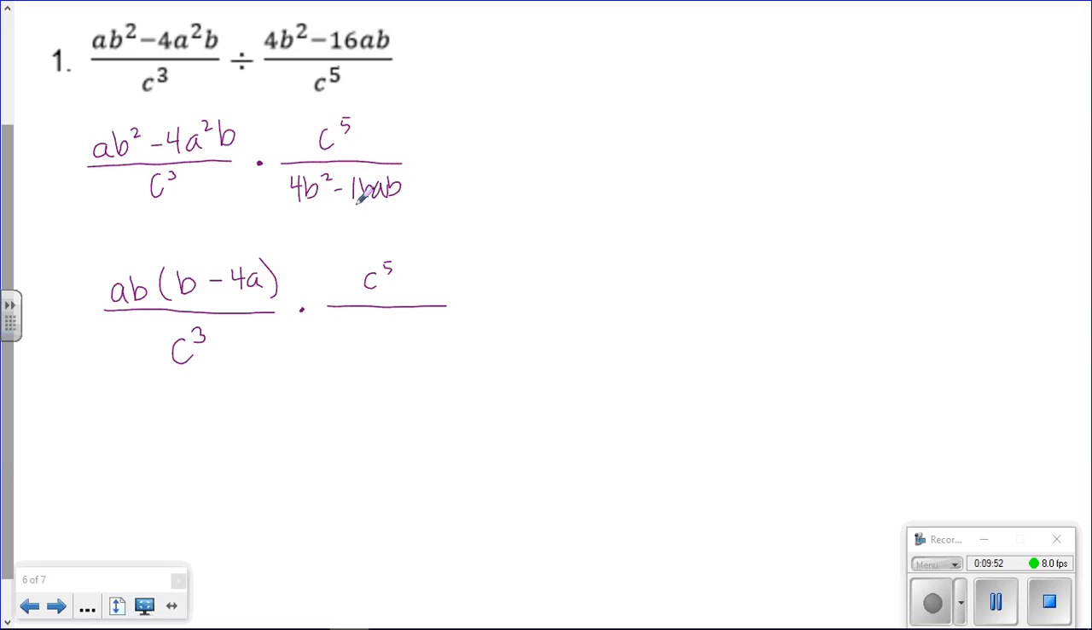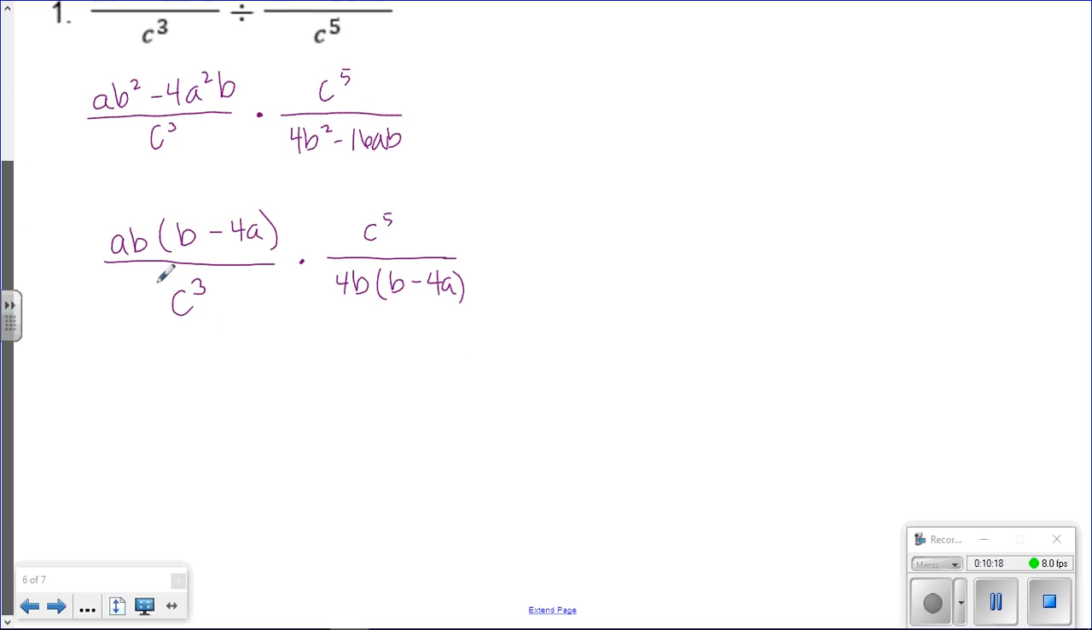But in the denominator, I have 4b squared minus 16ab. So 4 and 16 I can take out a 4. And then I have a b squared and I have a b, so I can take out 1b, and so I would be left with b minus 4a. So basically, your first step, factor out what you can. What do they have in common?